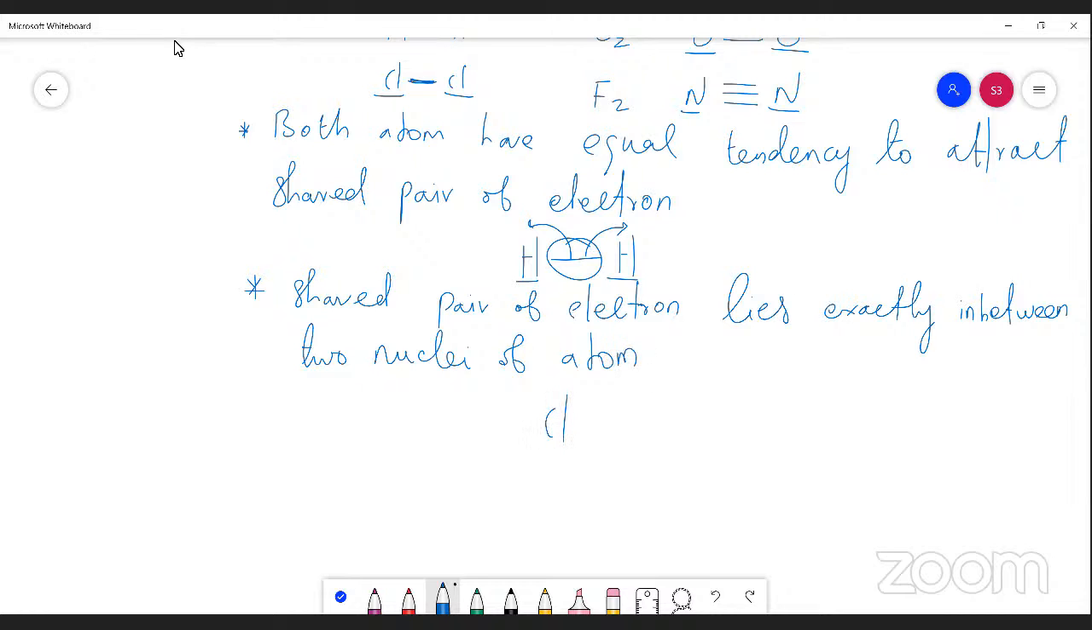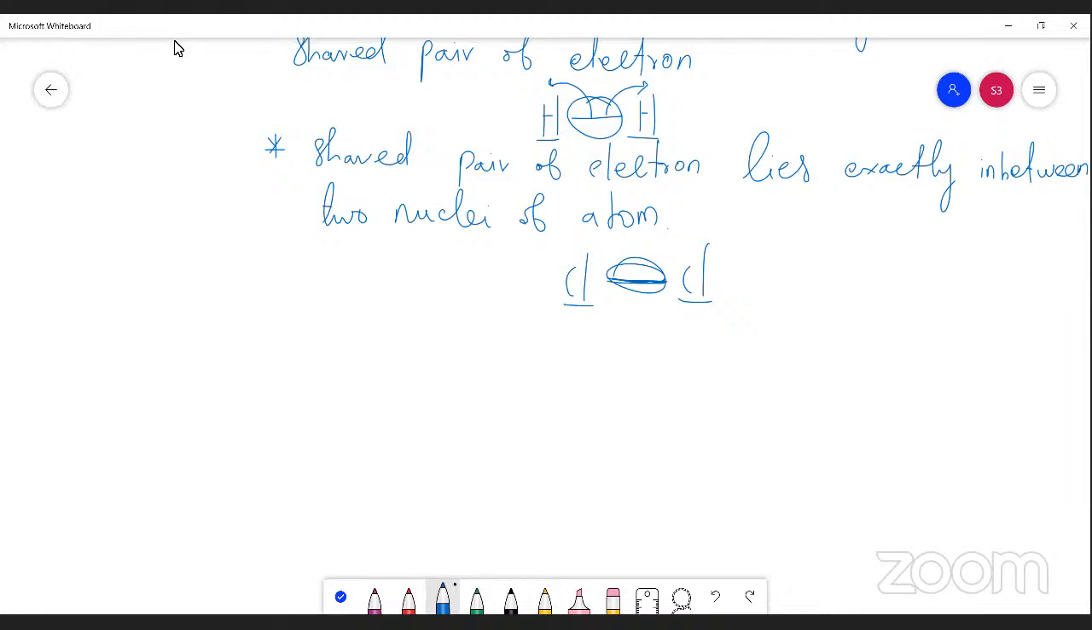For example, chlorine is single bonded with chlorine. The bond is a covalent bond. The covalent bond is formed between two chlorine atoms by mutual sharing of electrons. The bond contains the two electron clouds. That electron cloud lies exactly in between the two nuclei of chlorine atoms.